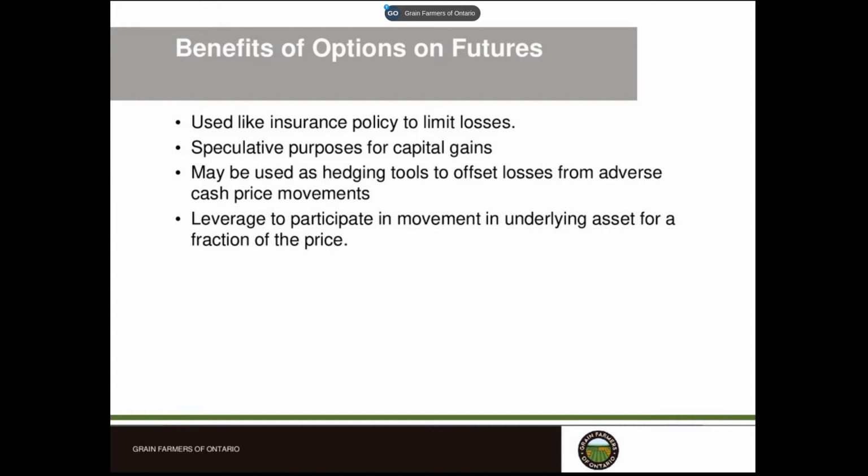So speculators also use these, but they use them for a different reason. Speculators use options to try and make money on market movements, and they want the risk. They don't want to avoid risk like farmers do. They want to try and capitalize, and they could find out from their Ouija board that a stock is going to go up or whatever, or they may have a dream.